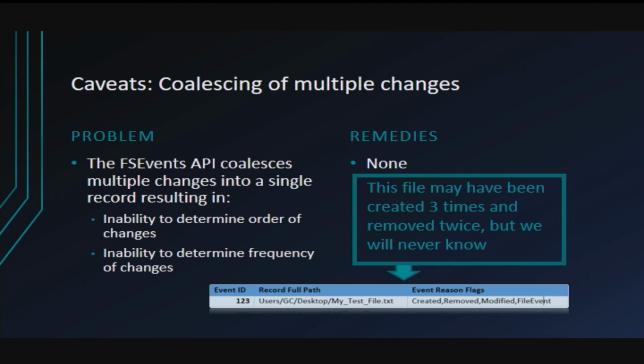Coalescing of multiple changes. The Events API coalesces multiple changes into one event. There's a huge problem with this. Unlike the USN journal, which puts each line for each change that happened to that file, which is beautiful, we know exactly in what order everything happened. Here we don't. We don't have the order that something happened.